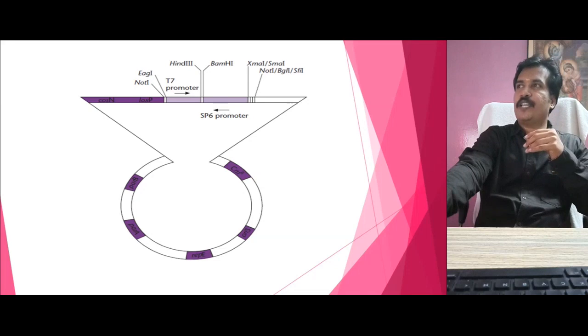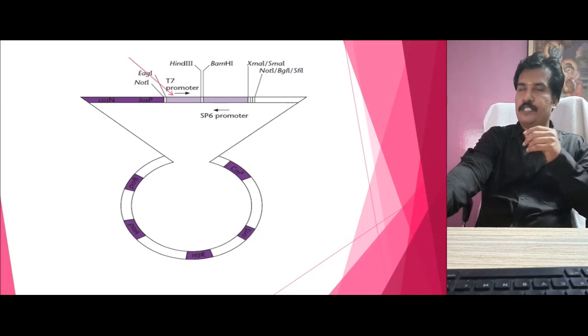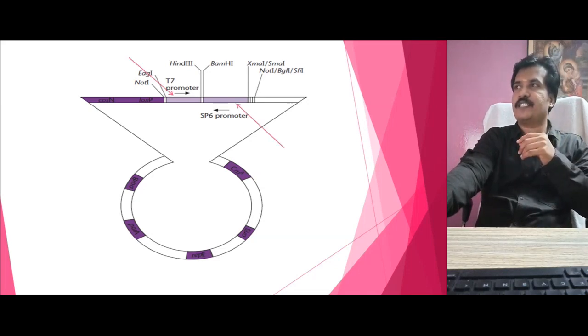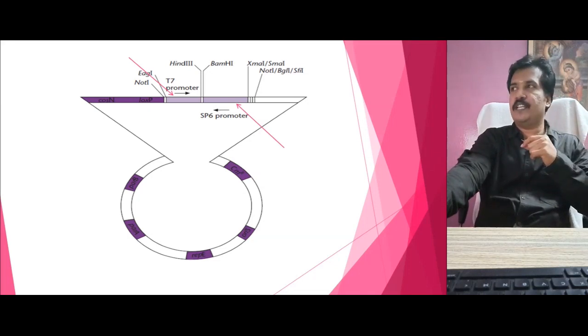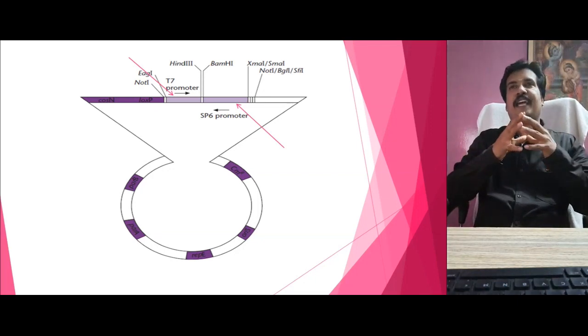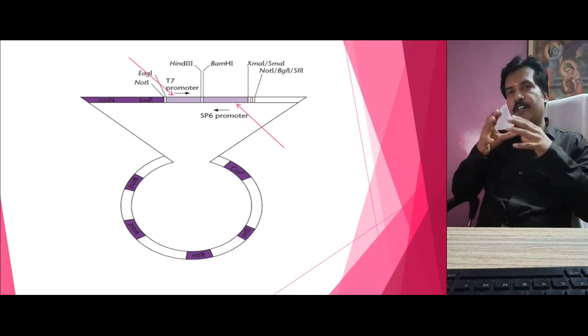So as you can see from the figure, there are two things, that is the T7 promoter and the SP6 promoter, which are present next to the loxP site continuously, and will help in the identification. So these two are present in between the restriction sites, as you can see, HindIII and BamHI. So this is the basic characteristics of a bacterial artificial chromosome.